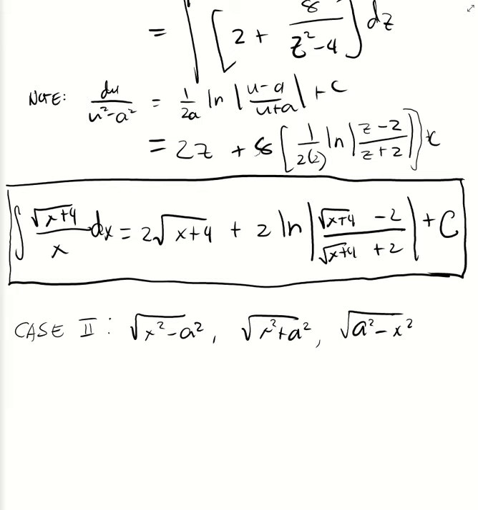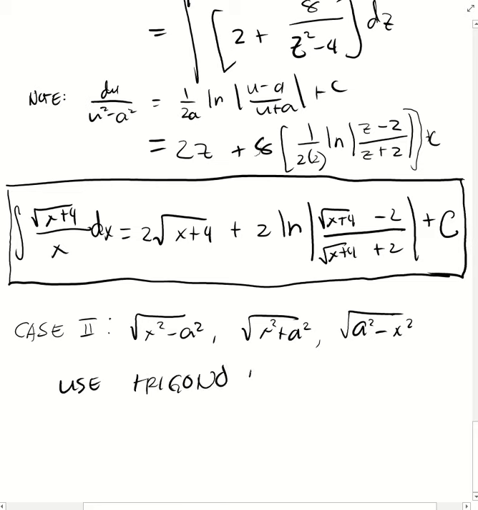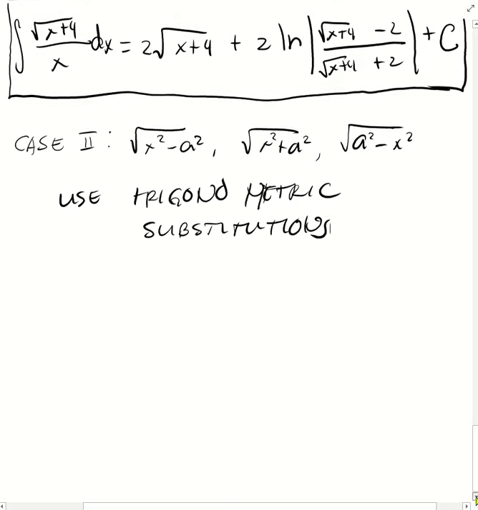So if the radicand of the integrand contains this form, these basic three forms will involve trigonometric substitution. So we just use trigonometric substitutions. That will be case 2. We already discussed trig-sub, so you know how to do that.